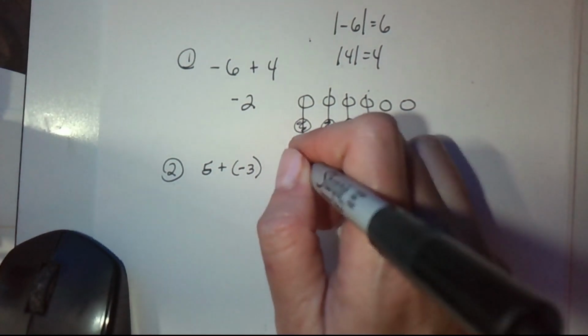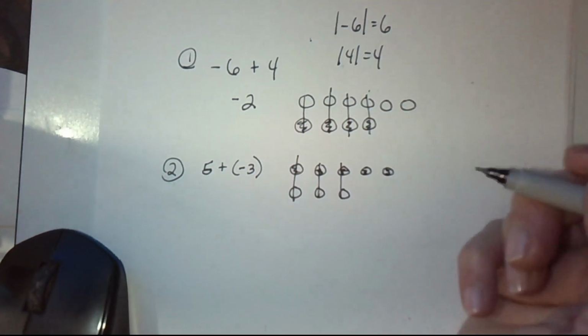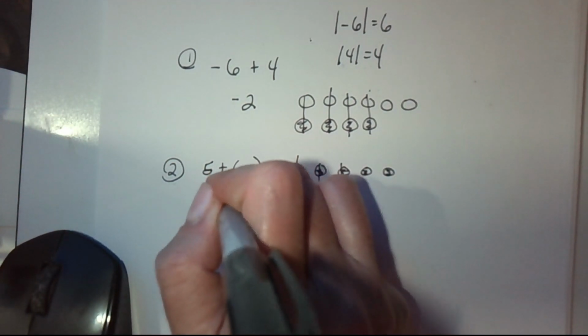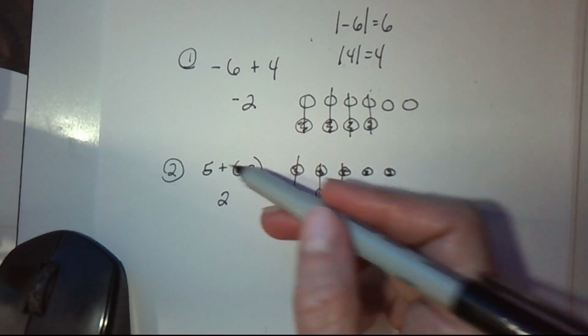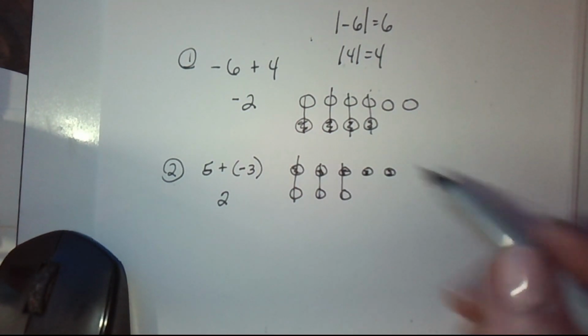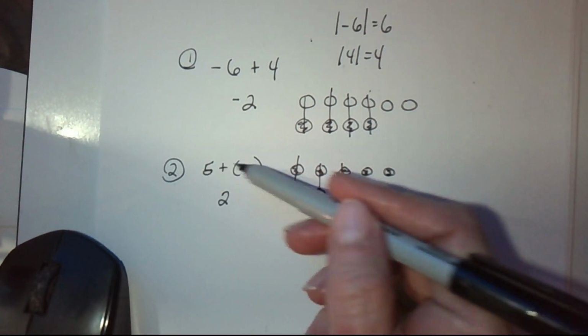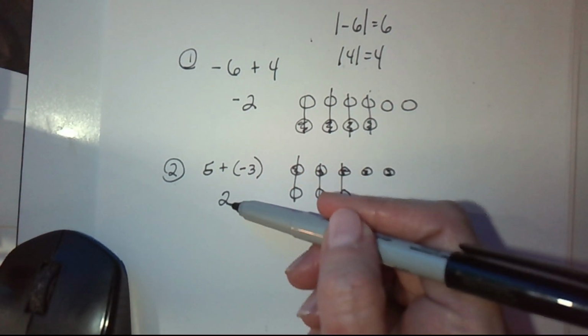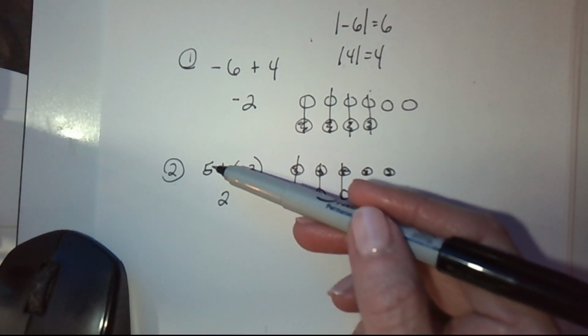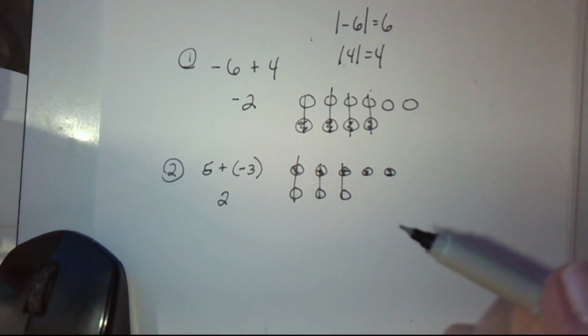And now every time I have 1 of each, they wipe each other out to 0, and I'm left with 2 of something, and the shaded ones represent the positive numbers. So +2. And again, 5 plus -3, when you have opposite signs, you subtract the 2 numbers and keep the sign of the number with the larger absolute value. So 5 is larger than 3, so that'd be +2.